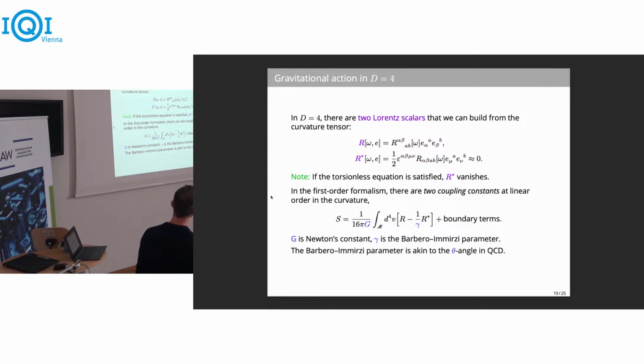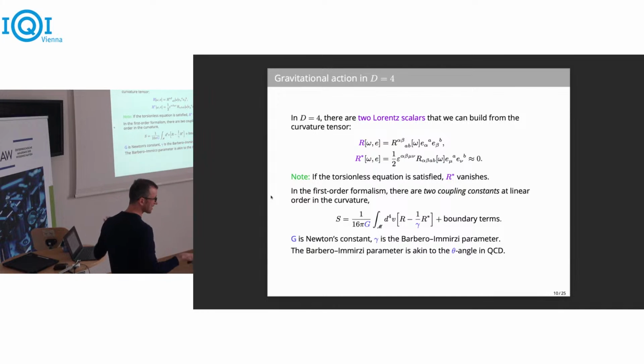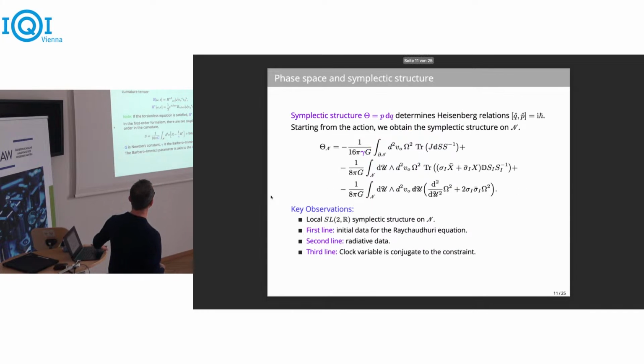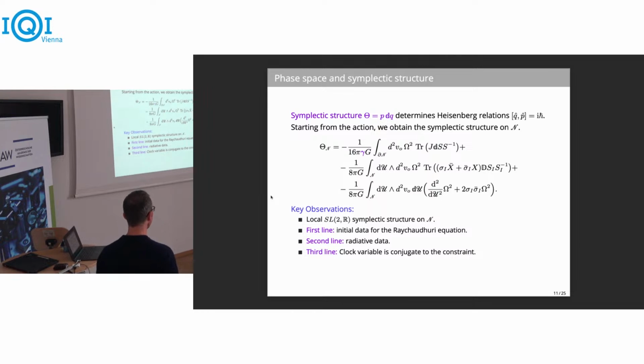And this additional coupling constant that now appears is akin, similar to the theta angle that appears in QCD. And at the classical level, this has no consequences at all. It just changes the way you think about phase space. It does not change the solutions to your field equations, but it does have effects in quantum theory, and we will see how this will play out, in fact. And from the action, you can define the symplectic structure.